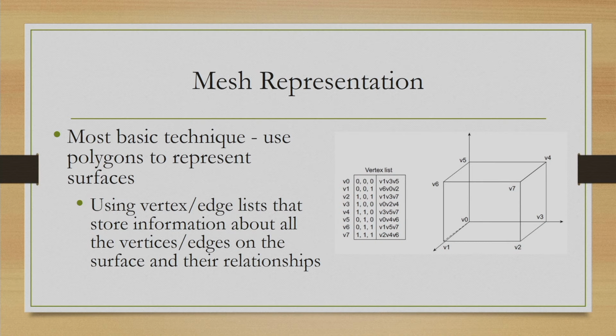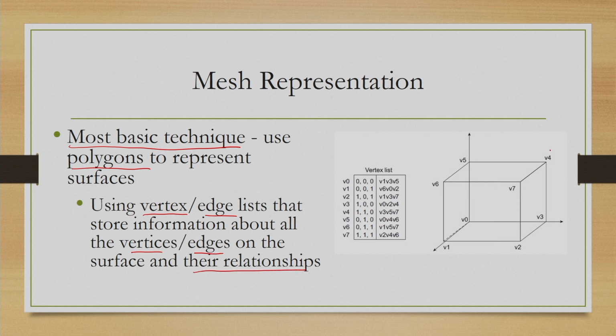Let us start with the mesh representation. This is the most basic technique of representing objects in a scene, where we use polygons to represent the surfaces. Now, the polygons in turn are represented using vertex or edge lists that store information about all the vertices or edges of the surface and their relationship.